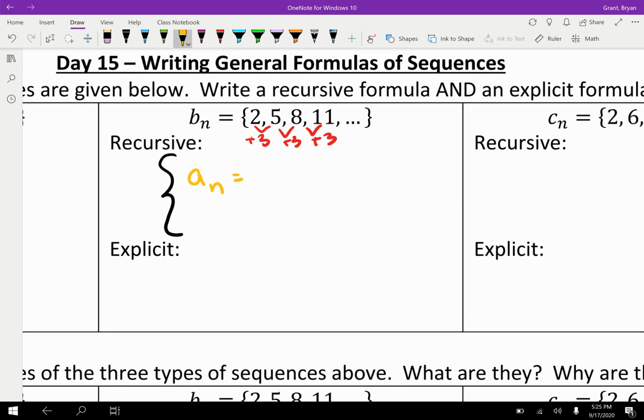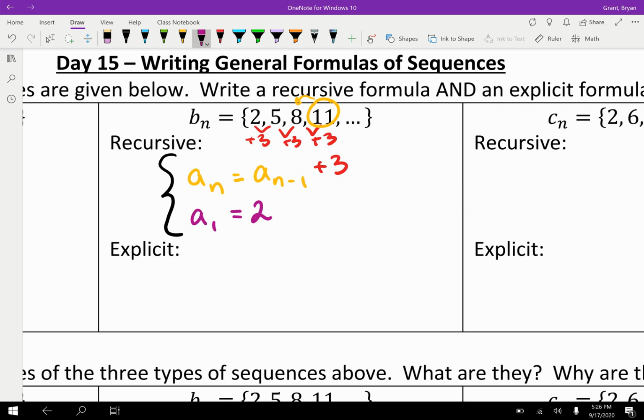We can say the general term, a sub n, to find the current term, we take a previous term. Imagine if we wanted to find 11. How do we find 11? We look to the previous term, and then we just add 3. We do want to give the starting point for the sequence, and the starting point, the first term, is 2. So what this really means is start at 2 and add 3 over and over again until you get wherever you want to go.